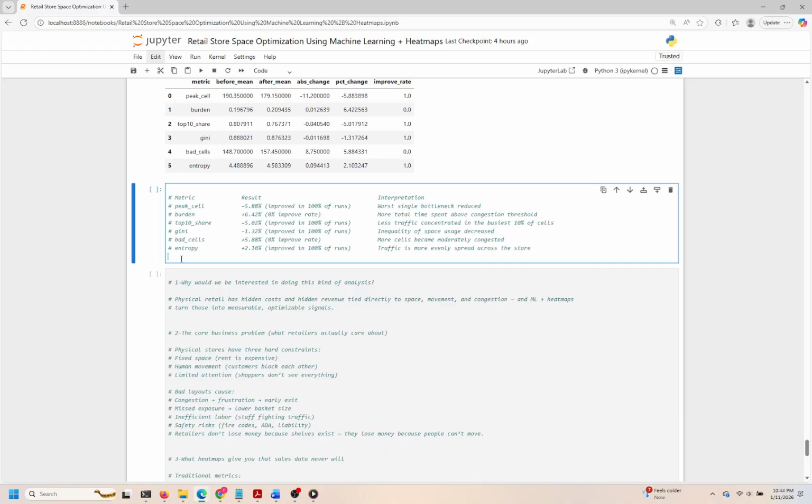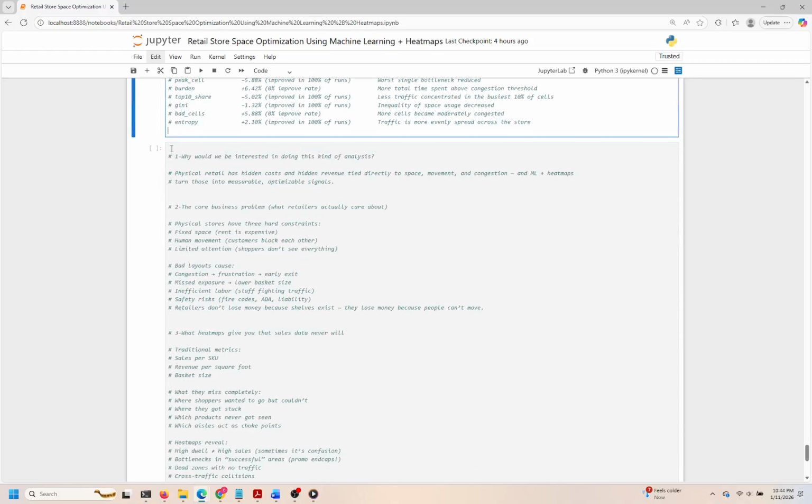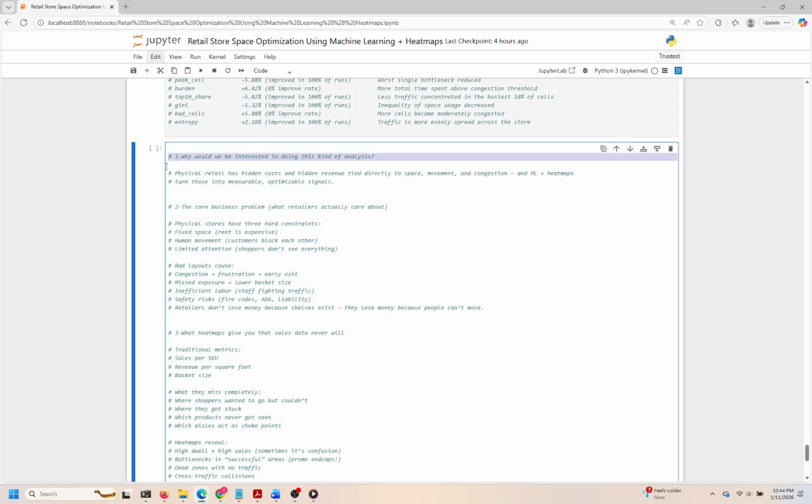Cell 19. In this cell, we delve into the critical intersection of physical retail space and the insights we can gain from machine learning and heat maps. This approach is essential because it helps retailers uncover hidden costs and revenue opportunities tied to customer movement, laying the groundwork for more effective store layouts and strategies. To understand how this works, let's break down the core business challenges faced by traditional retailers.